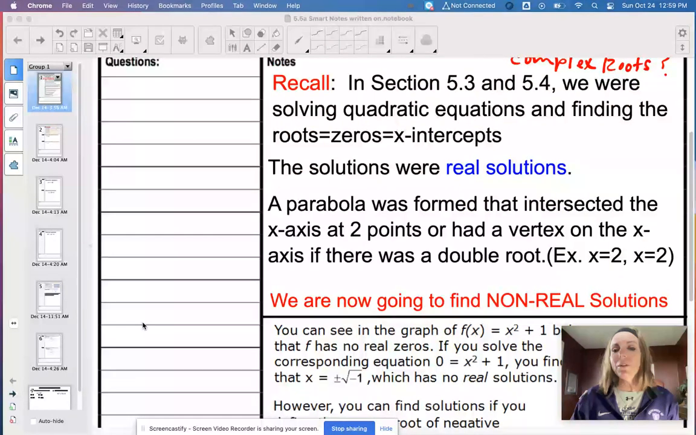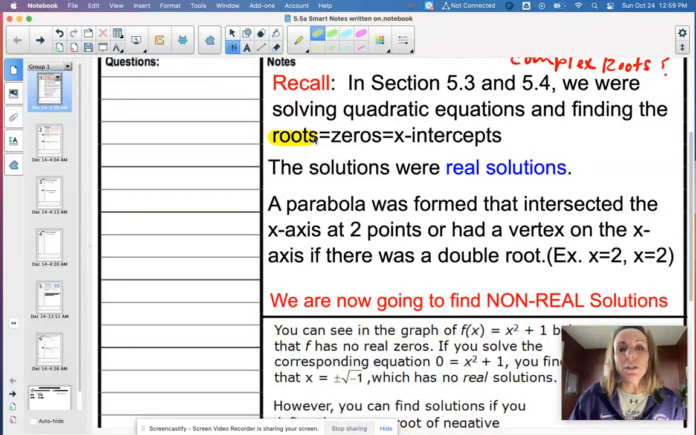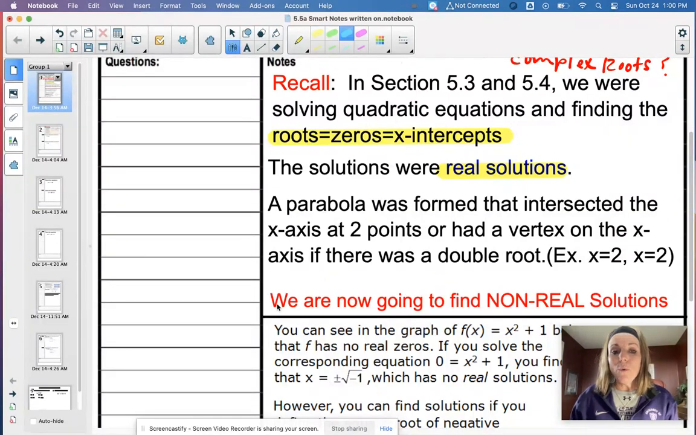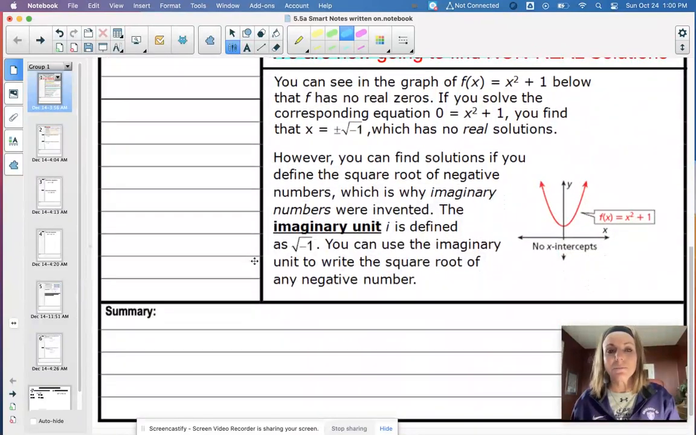Recall in section 5.3 and 5.4, we were solving quadratic equations and finding the roots, which were the zeros, which were the x-intercepts. Those were real solutions. A parabola was formed that intersected the x-axis at 2 points or had a vertex on the x-axis if there was a double root. We are now going to find the non-real solutions, which means the parabola will not intersect the x-axis. We can't call them x-intercepts.